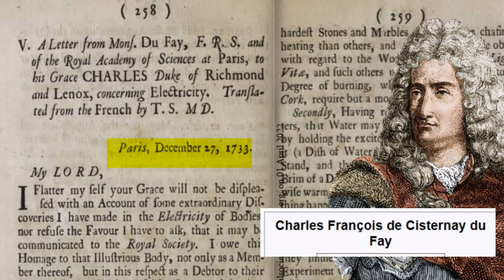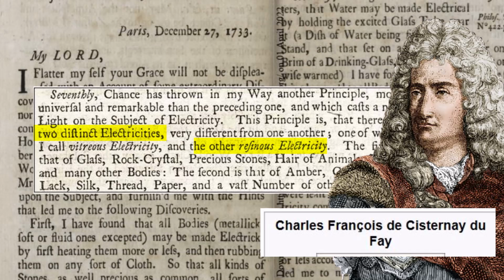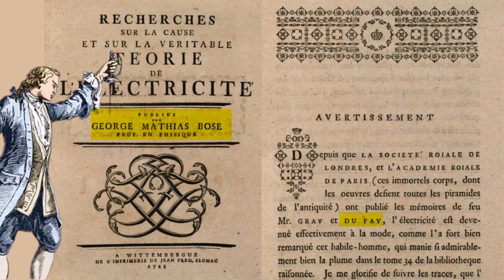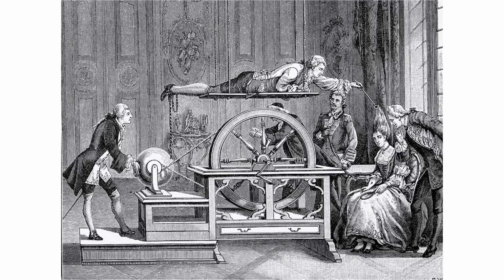See, in 1733, a French nobleman with the elegantly cumbersome name of Charles Francois Cisternay du Fay described how there were 2 types of electricity: resinous, from rubbing wax or resin, and vitreous, from the Latin word for glass, from rubbing glass. Du Fay's work then inspired a crazy German named Georg Matthias Bose to declare that he was an electric wizard and started entertaining everyone with his crazy electrical experiments.